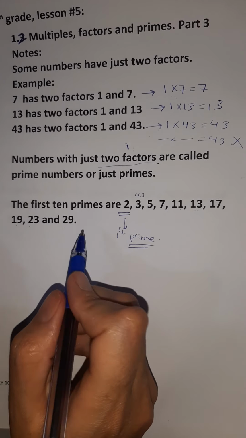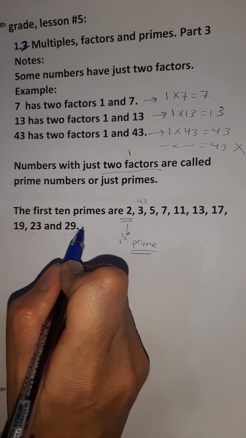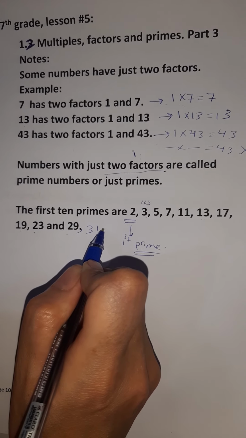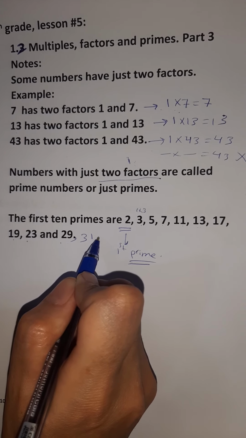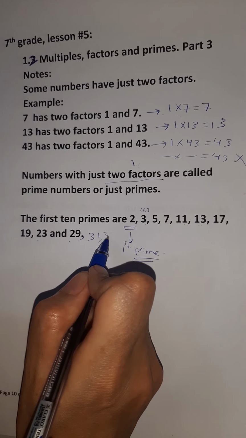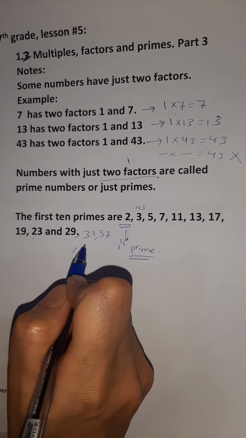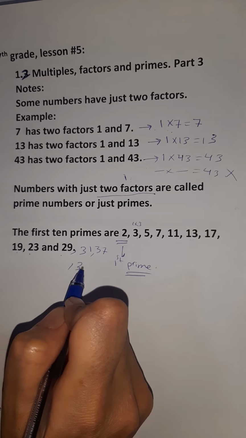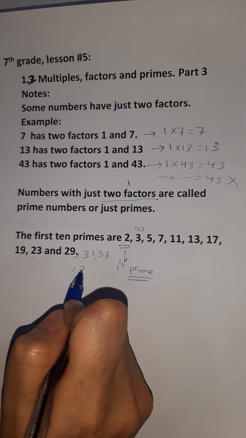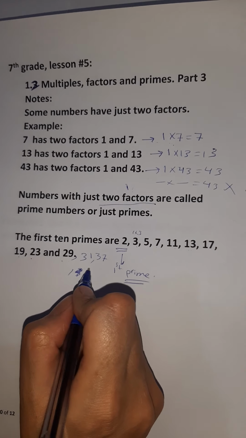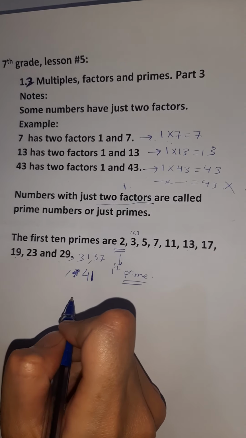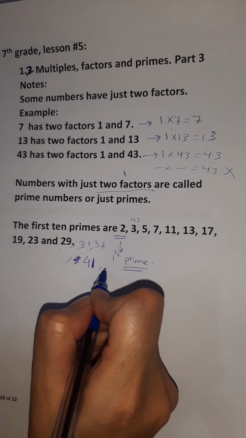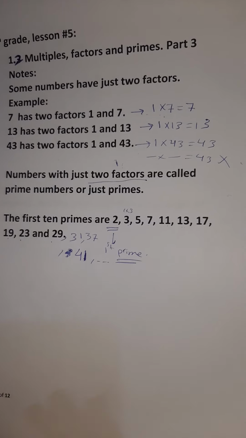The next number after 29 is 31. 31 is a prime. 33, no. 34, 35, 36, 37. 37 is a prime. Then 38, no. 39, no. 40, 41. 41, yep. Like that.